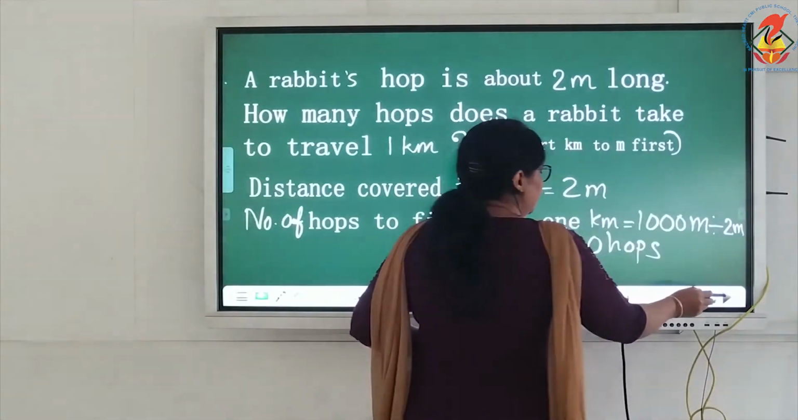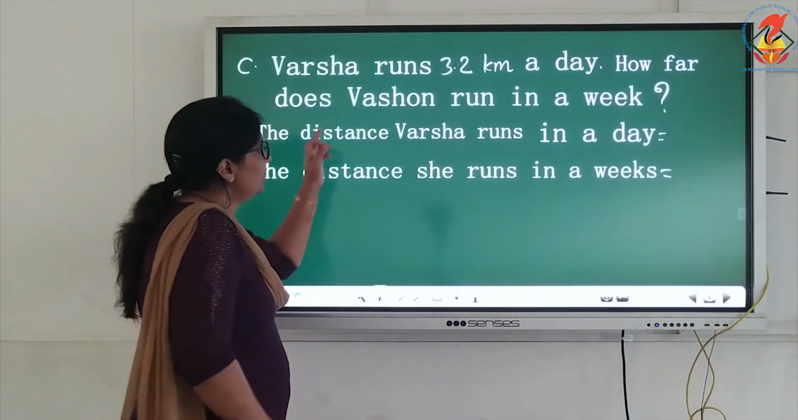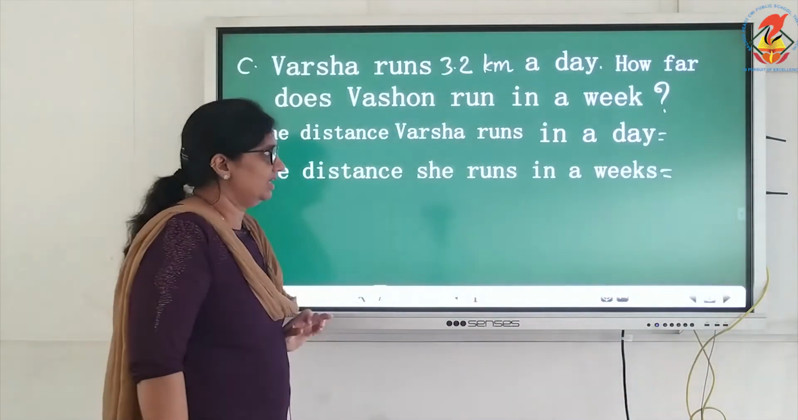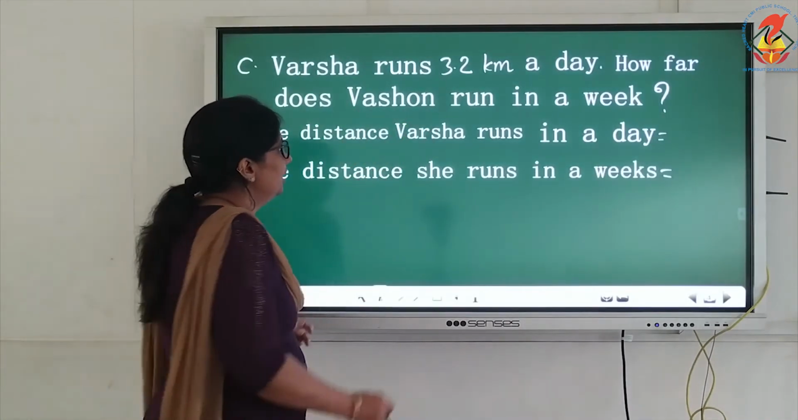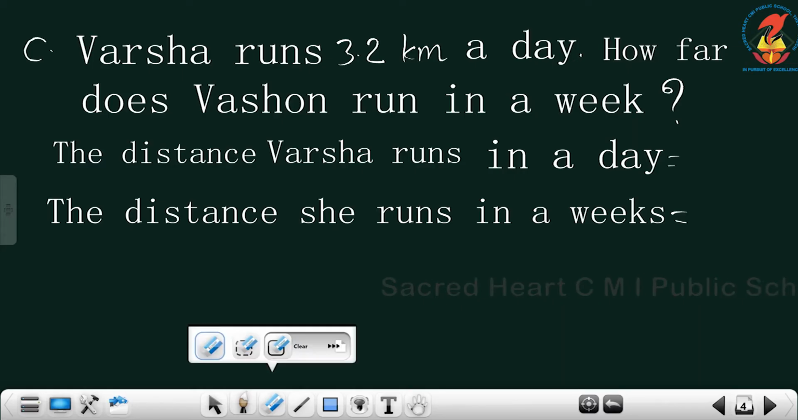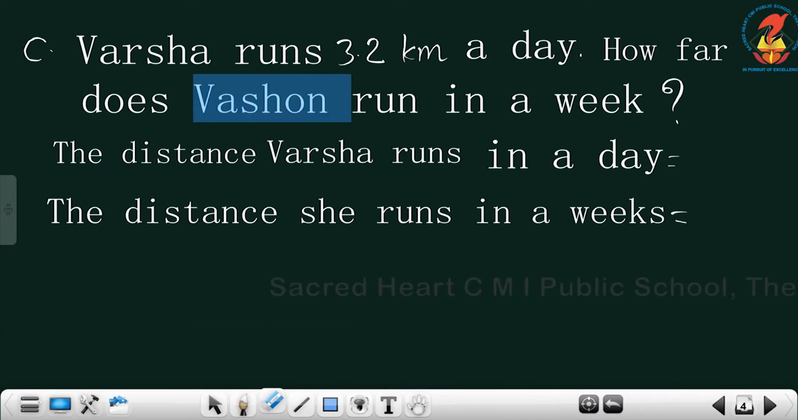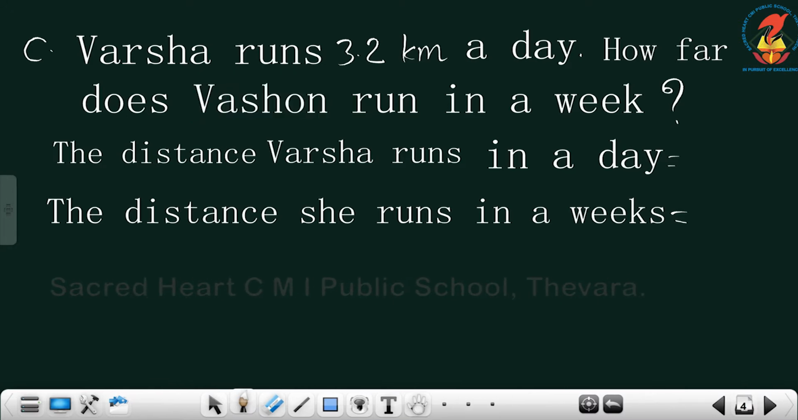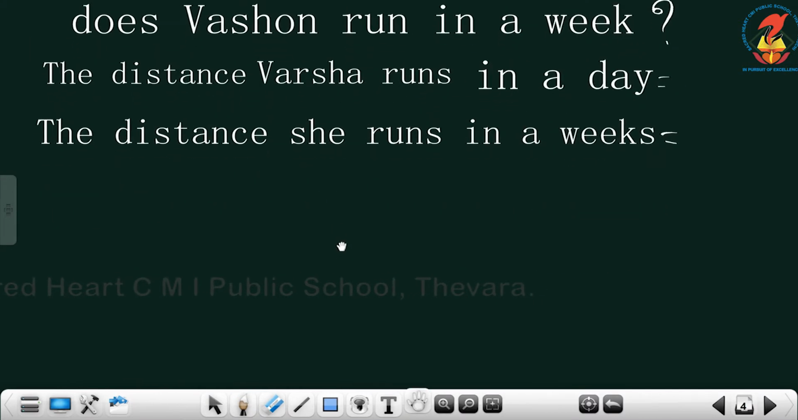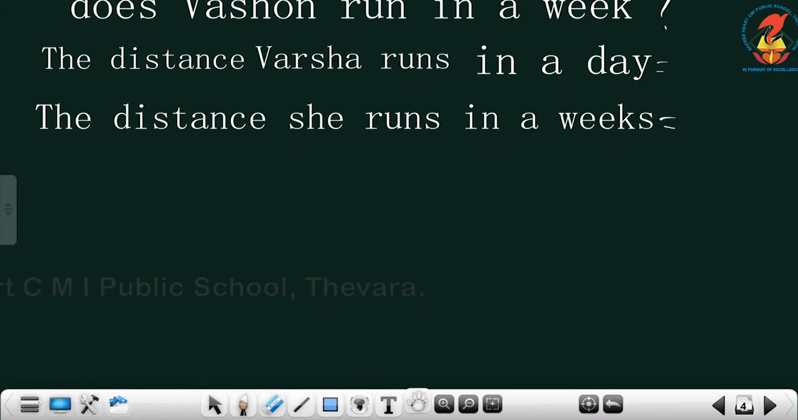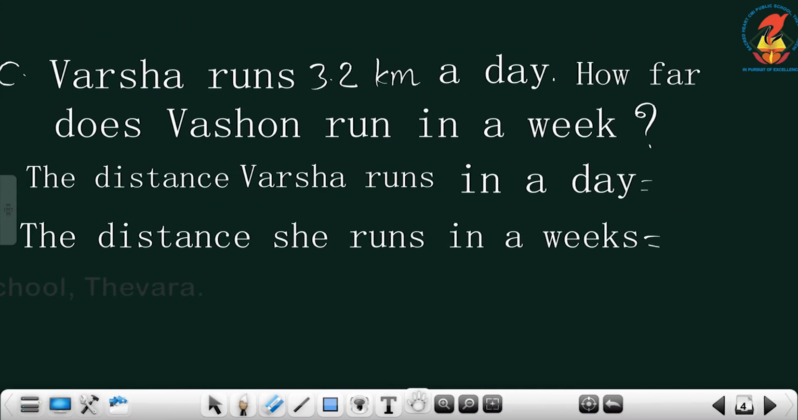Is it clear? Okay, then the next one is: Varsha runs 3.2 kilometer a day. How far does Varsha run in a week? And this one is Varsha only, right? The distance Varsha runs in a day equals how much? 3.2 kilometer, right? In one day she finished 3.2 kilometer only, right?